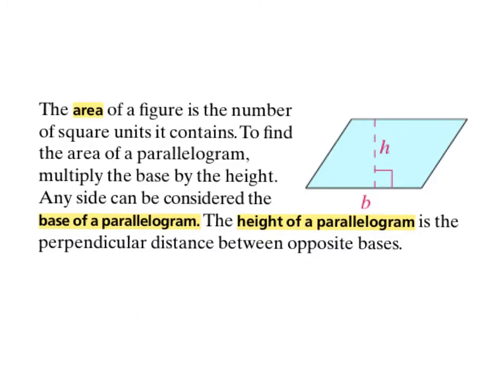The area of a figure is the number of square units it contains. To find the area of a parallelogram, you multiply the base by the height. Any side can be considered the base of a parallelogram. The height of a parallelogram is the perpendicular distance between the opposite bases. So you could take this same shape and turn it in a different direction, and you just need to decide which one is your base and then figure out the height from there.